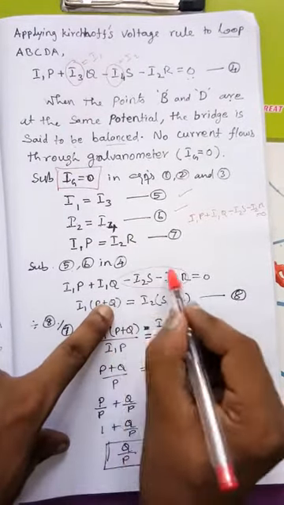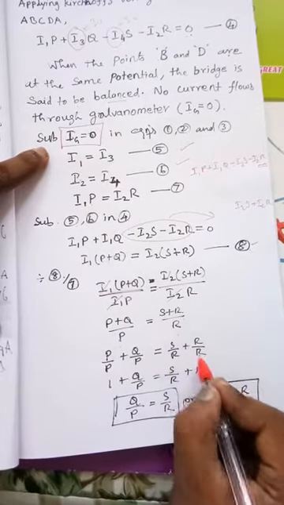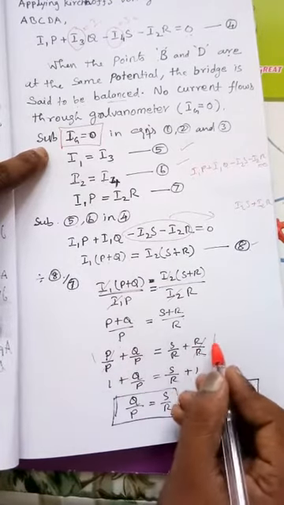Equation 8 divided by 7. So I1(P plus Q) divided by I1P is equal to I2(S plus R) divided by I2R. So now I1 cancels, I2 cancels, giving (P plus Q) divided by P equals (S plus R) divided by R. See, you take the common value: P is common for the numerator, so P by P plus Q by P, like that S by R plus R by R. So P by P cancels to 1, S by R, and R by R is 1.